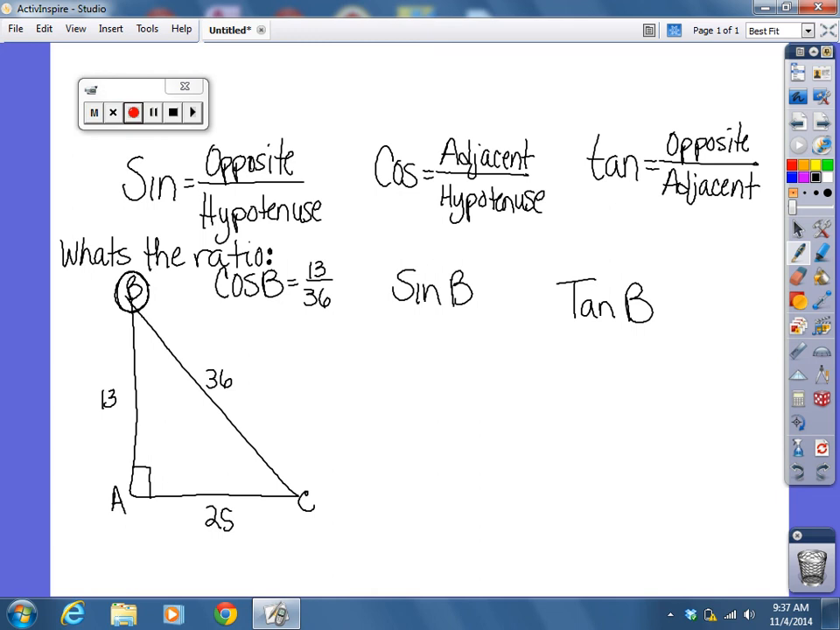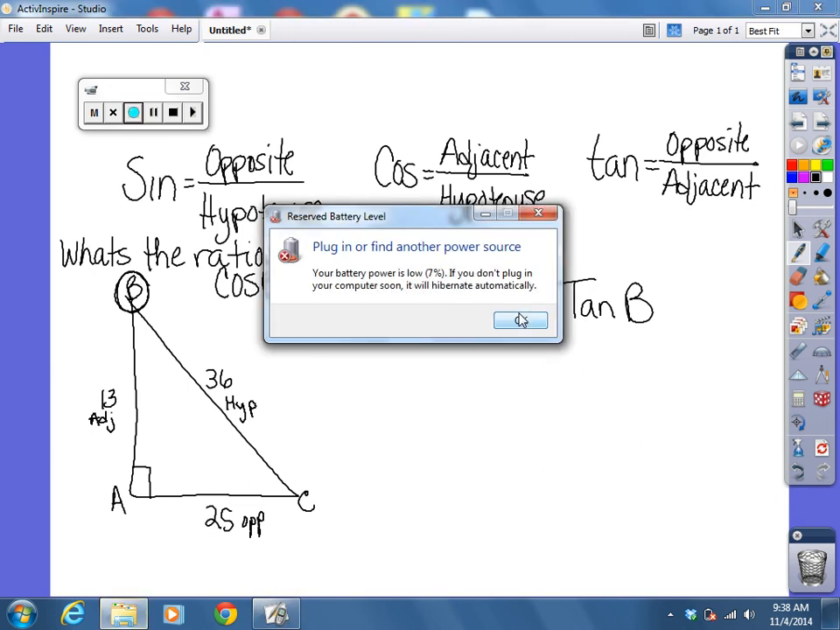All right, so sine of B is opposite over hypotenuse. We've already decided that this is my adjacent, and this is always my hypotenuse. So that forces this 25 to be your opposite. It's farthest away from the angle. So we're doing sine, so I have opposite over hypotenuse. So that would be 25 over 36, my opposite side over my hypotenuse.